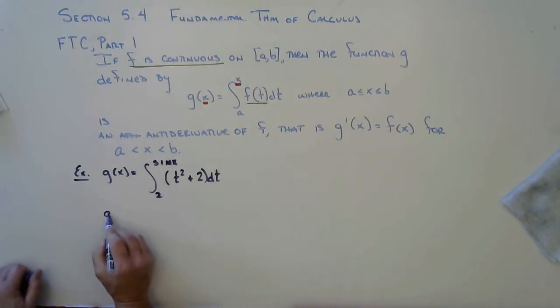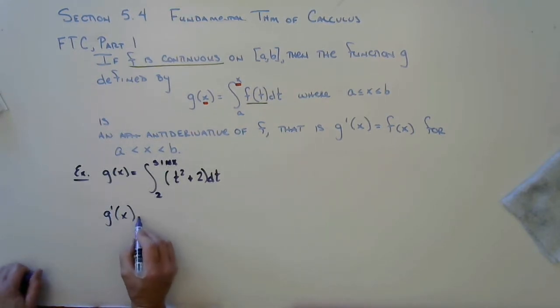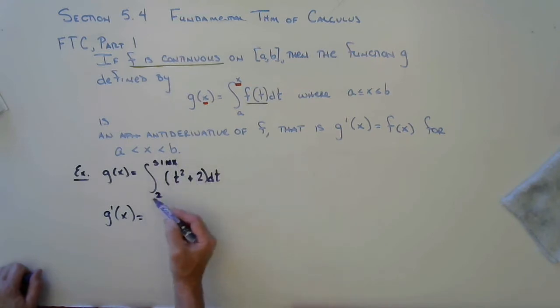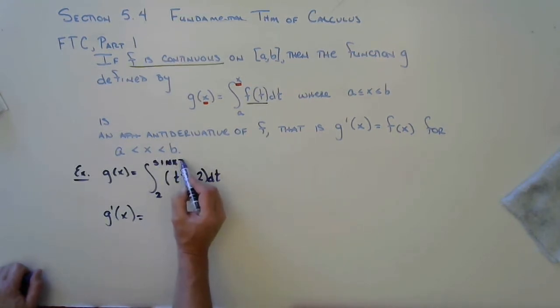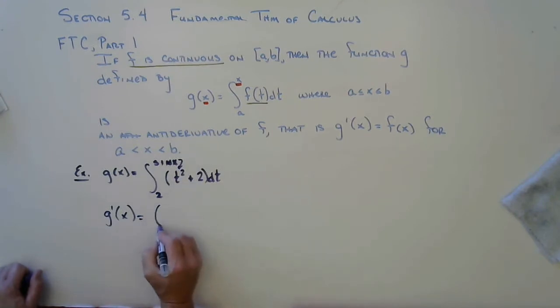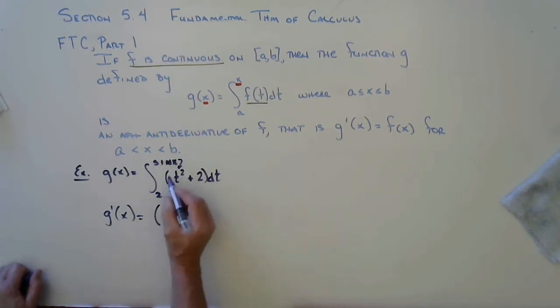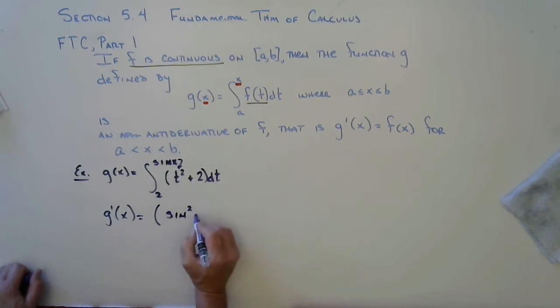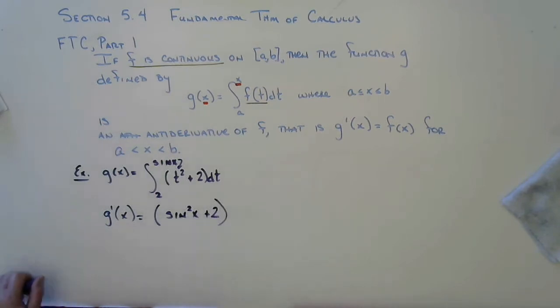So g prime of x is going to equal, we're going to take the derivative of this. The integral is going to go away. Now we know how to do that. You put this in here. So instead of x squared, since my function is sine, it's going to be sine squared x, because I have to square it, plus 2. I just insert it, nothing to panic about.